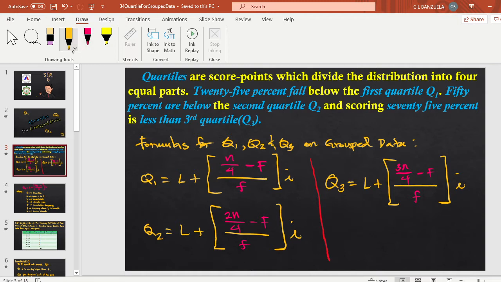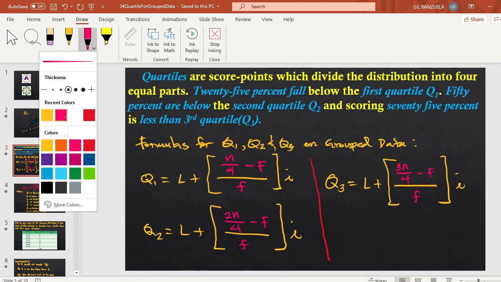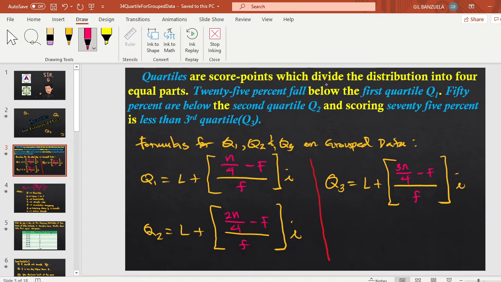Quartiles again are score points which divide the distribution into 4 equal parts. So 25% fall below the first quartile or Q sub 1. 50% are below the second quartile or Q sub 2, and the scoring 75% is less than the third quartile or Q sub 3. So that's how to interpret the result in quartile. 25% fall below, 50% below, and 75% below.